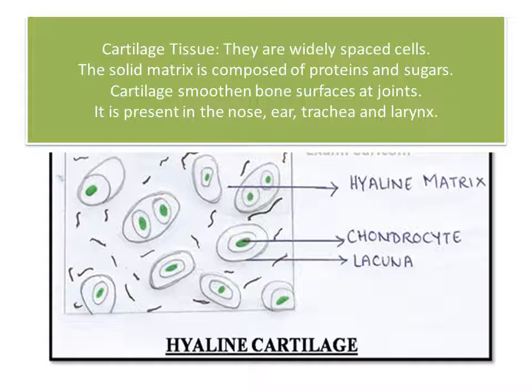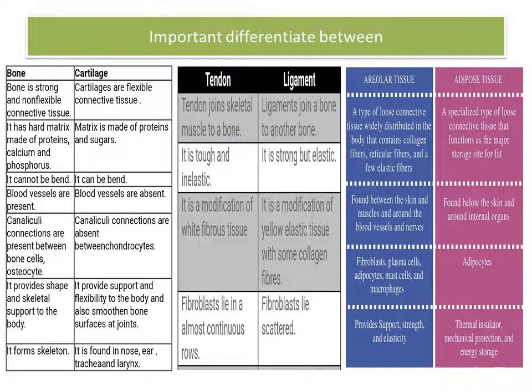The location of cartilage: it is present in the nose, ear, trachea and larynx. Children, these are the important differences. These differences are usually asked in the exam from this chapter: bone and cartilage, tendon and ligament, areolar tissue and adipose tissue. Areolar and adipose we are going to study, but bone, cartilage, tendon, ligament I have discussed with you. So you can go by these things and make a good note for yourself.